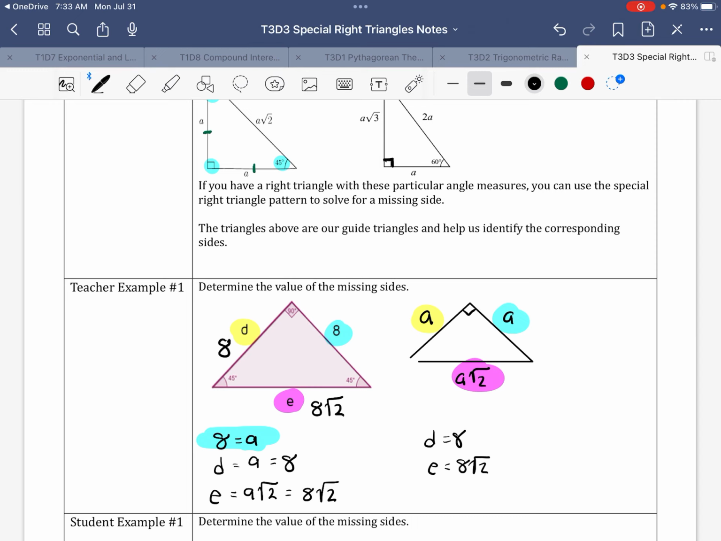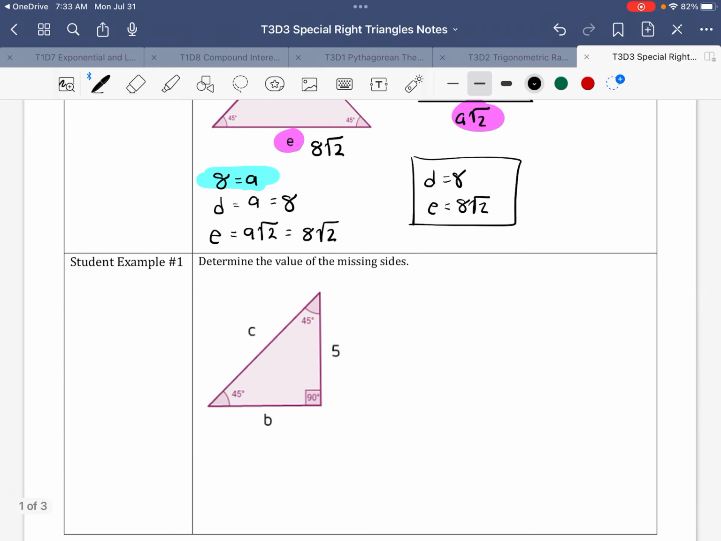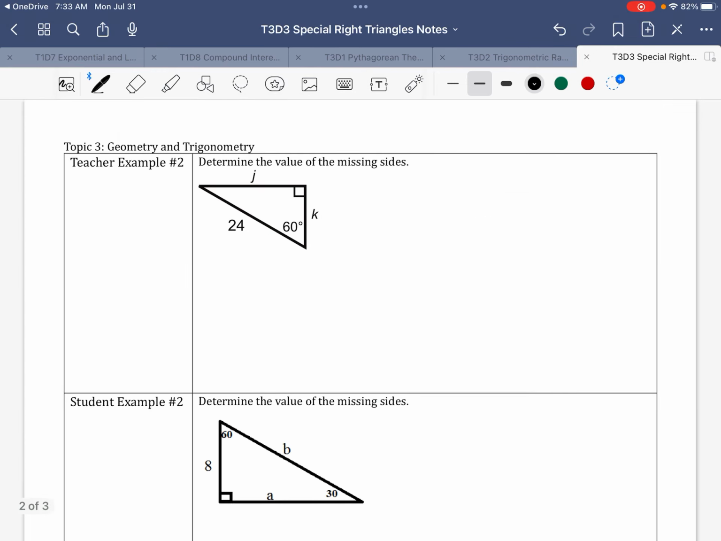And hopefully what you can recognize is even if I know that D has to be 8 because it's a 45, 45, 90 degree triangle, and then we use the Pythagorean theorem, we would have to go through the process of simplifying the radical in order to get 8 root 2. As opposed to here, the pattern already tells us it's going to be a root 2, so it should be faster once we get used to it. So here's our final answer. Student example number 1, try it on your own.